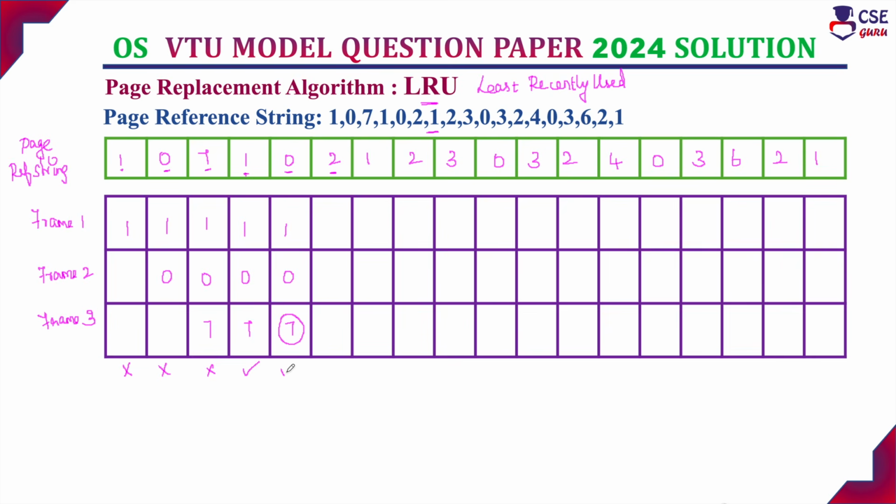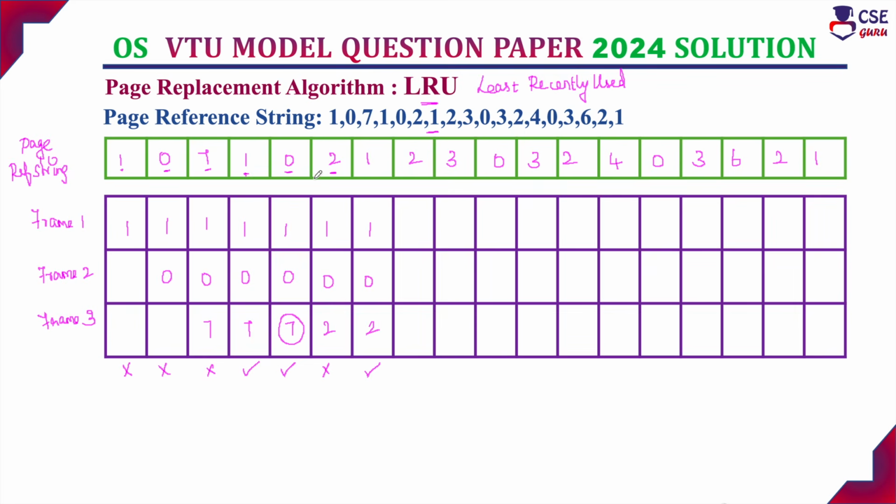Okay, so this is also a page hit, right? Next, 1, 0, 2. So 7 is swapped out from main memory to secondary memory, and 2 you need to swap in from secondary memory to main memory. So this is a page fault. Okay, 1 it is available. So 1, 0, 2. This is a page hit.